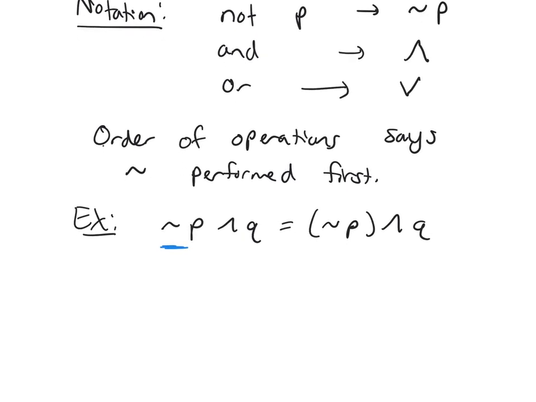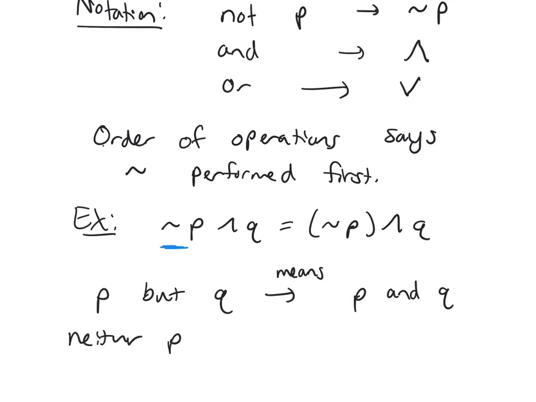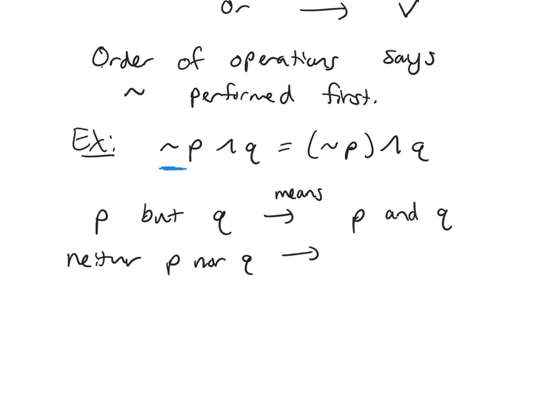So one thing that we've been working with in the background is we're taking sentences and converting them into these symbols. And so when you see the phrase P but Q, what does this phrase really mean? It means P and Q. And when you see a phrase that says neither P nor Q, what does it mean? It means not P and not Q.